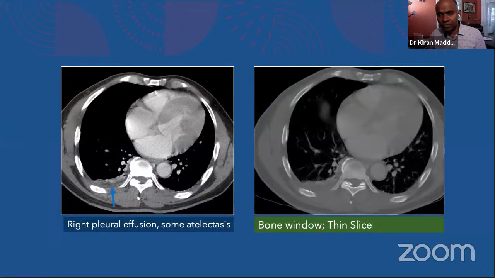Let the medical students know how radiology works, how we do magic with our technology, windows.